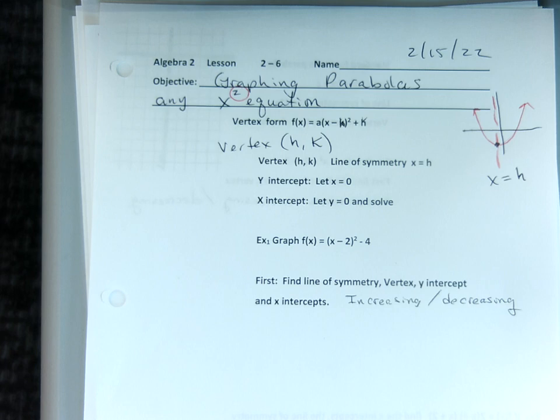Okay. It has a line of symmetry which goes through it, and whatever the x value of the vertex is, that's your line of symmetry. It's an x equals equation because it's an up and down line. Now it's invisible, but it's still a line of symmetry.